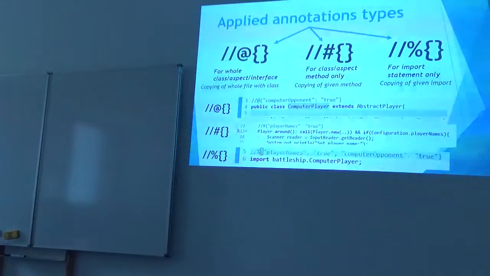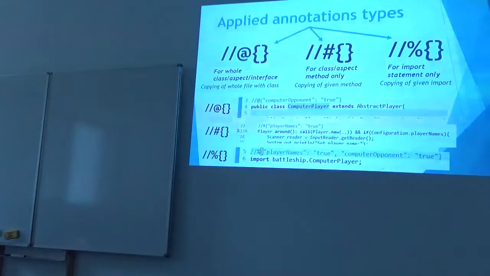Here are the designed annotations. The first one is to annotate whole classes. We use streams to process these derivations, and if we annotate, for example, the computer player, as you saw, it's a variable feature. That means when computer opponent is set to true, then this feature will be included, and so on, and we can perform Cuckoo's Egg under it.